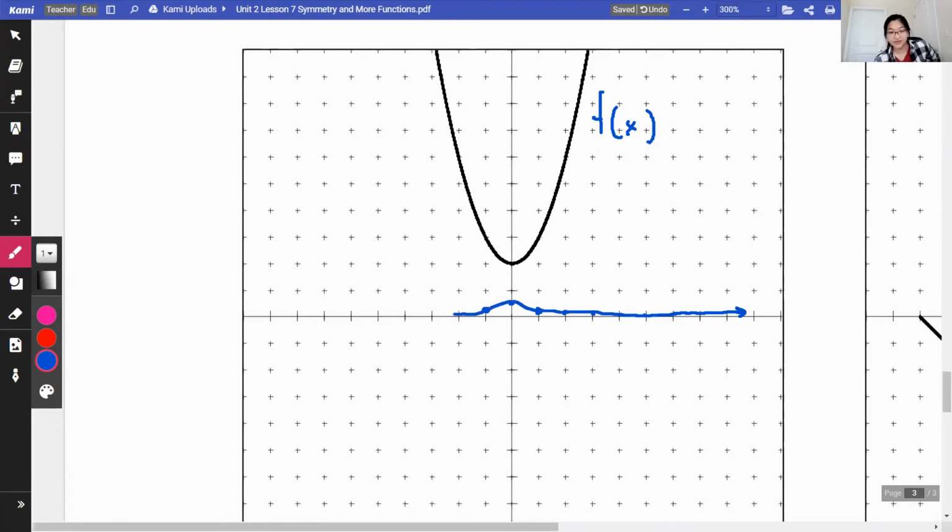Something froze. Oh, it's okay. I think it's just Zoom. And I've kind of crossed the x-axis right here. That was a mistake. Sorry about that. Boom. Okay, there we go.